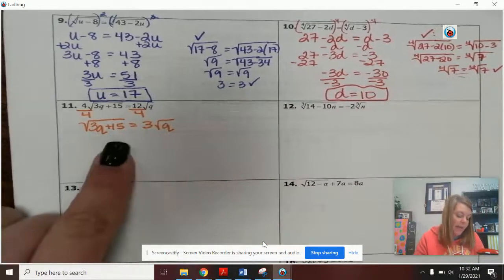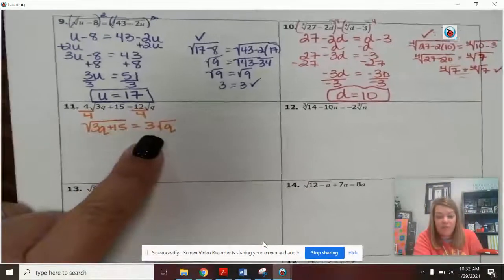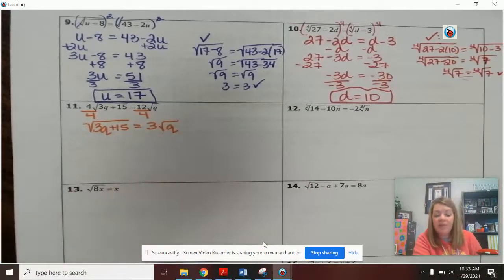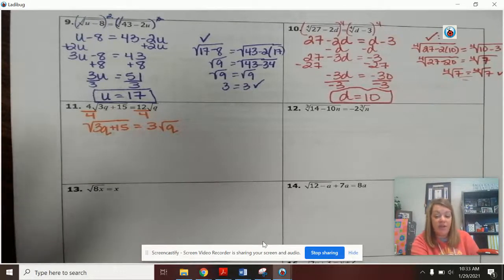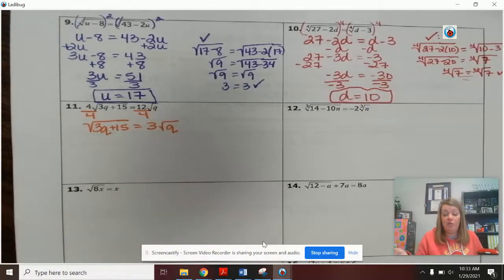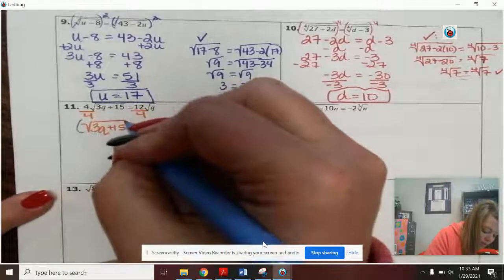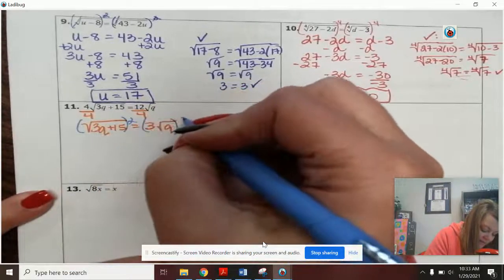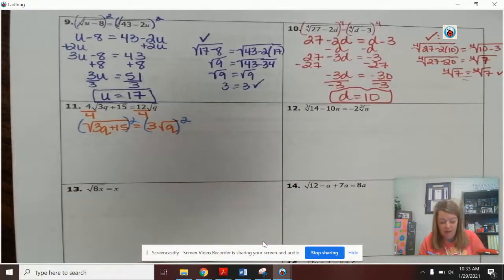Okay, so now there's nothing else I can do with this 3. There's nothing else to divide it out with. So I'm going to go ahead and try to square both sides, okay? Because I can't isolate it any further. There's nowhere else to go with that 3. So I'm going to square both sides. I just have to be careful on the right when I do that squaring.